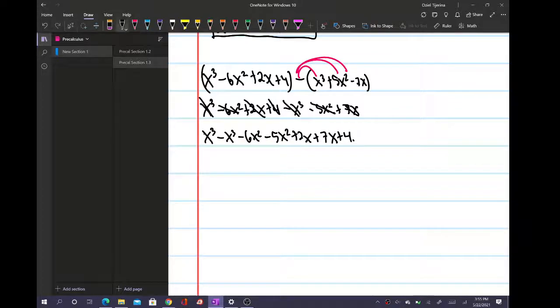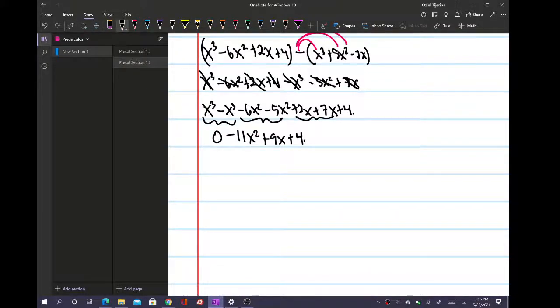So then we have x cubed minus x cubed, that's 0. We have a negative 6x squared minus 5x squared, that's negative 11x squared. And then 2x plus 7x, that's a plus 9x. And then we have a plus 4 left over. Now, notice that there's a 0 minus 11x squared plus 9x plus 4. So now you can just say this is equal to negative 11x squared plus 9x plus 4. Okay.